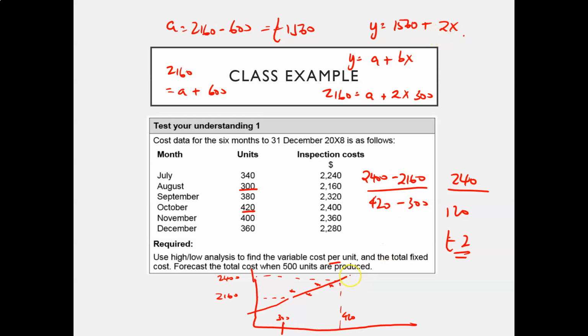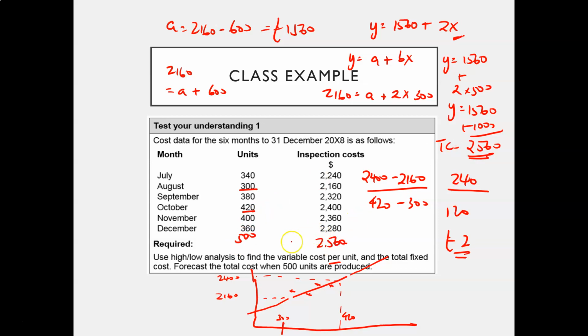This will hold. That's my assumption, which means I could extrapolate. I can ask what's going on when I have 500 units, which is what they're asking. If I have 500 units, then y is equal to 1,560 plus 2 times 500, which is 1,560 plus 1,000, which is 2,560. So my total cost at 500 units is 2,560. Awesome. Great stuff. See you in the next video.